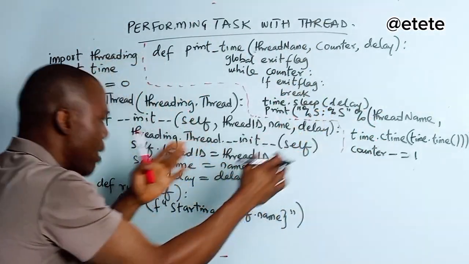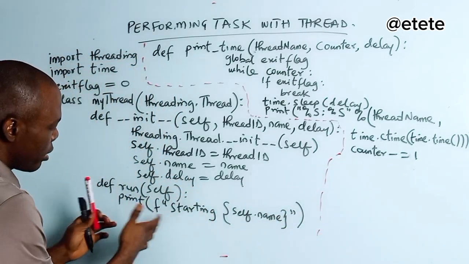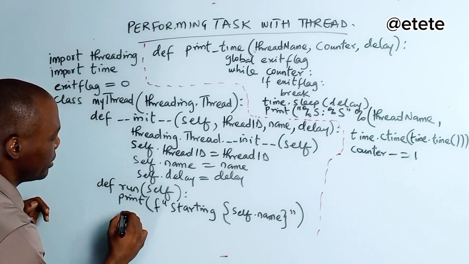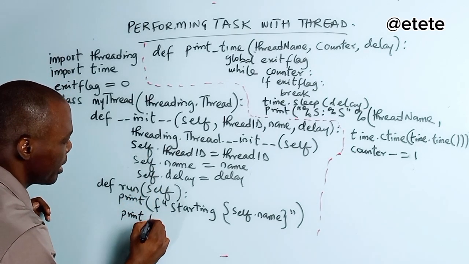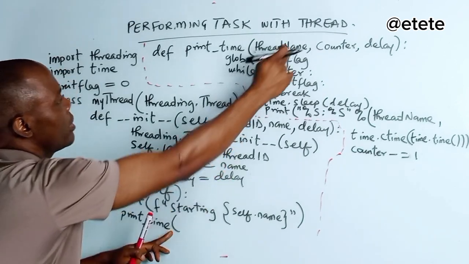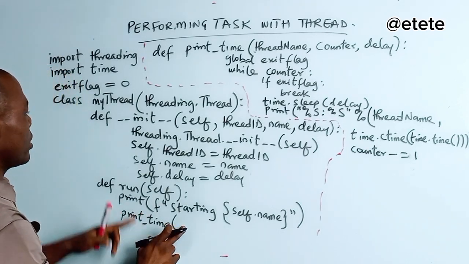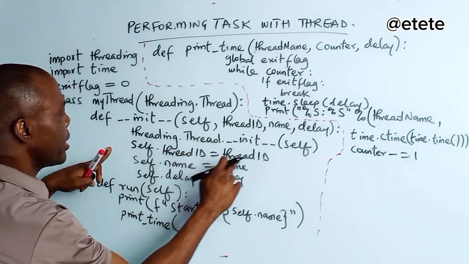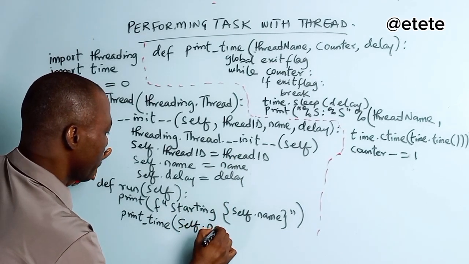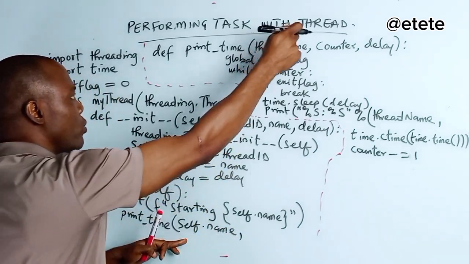This is the task. Now, let's come back to this place. This task I'm going to call here. I will say print_time, and in parentheses I'll put the thread name. Because I am inside this class, the thread name will be self.name, comma.